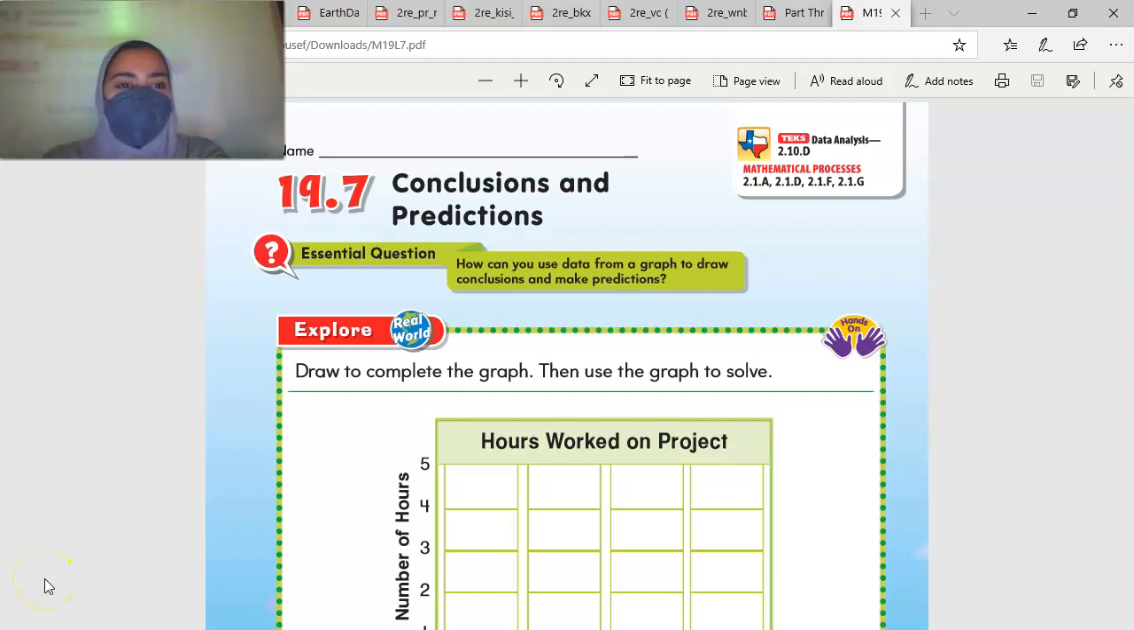Alright, hi, we're going to start our Go Math lesson 19.7 today. We are working on conclusions and predictions.